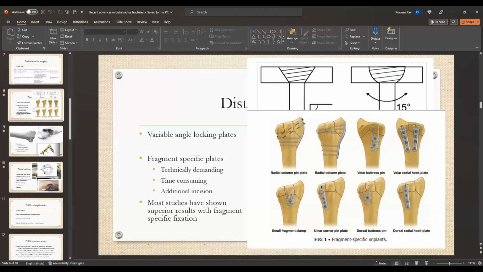Okay, sir. So we just have to maintain how much reduction with the volar locking plates, right, sir? As long as you're able to maintain the radial column reduction and the DRUJ symmetry, that is more than enough. Yes, sir.